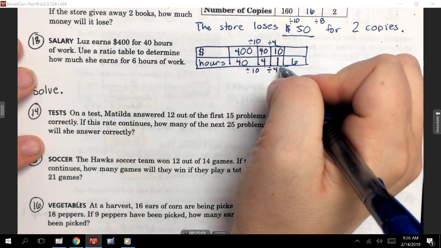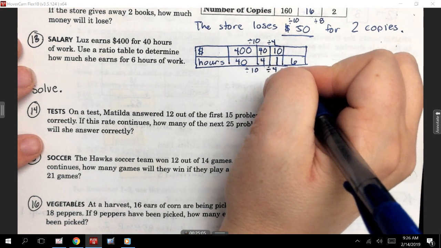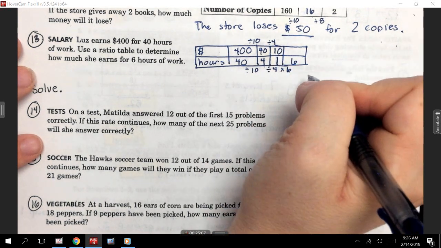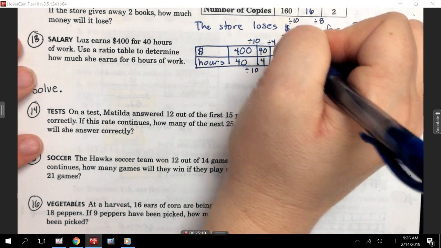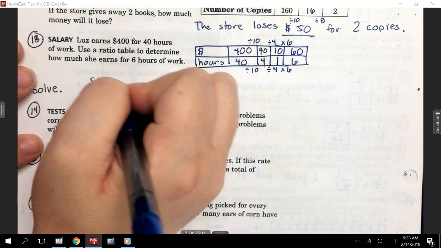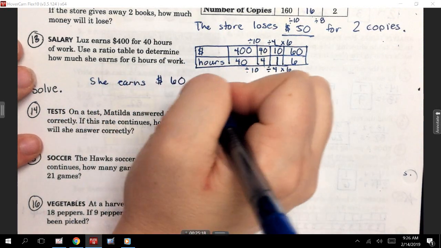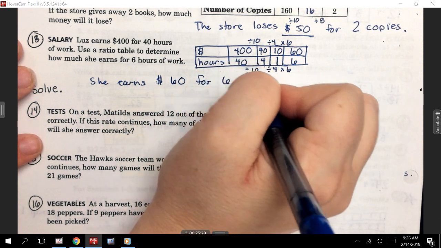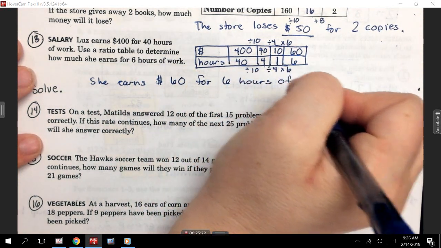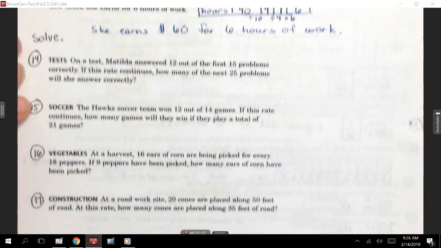Now can I go from 1 to 6? Yeah, to go from 1 to 6, I'm going to do times 6. If I do it on the bottom, I put it on the top. 10 times 6 is 60. So she earns $60 for 6 hours of work. Okay? Number 14.